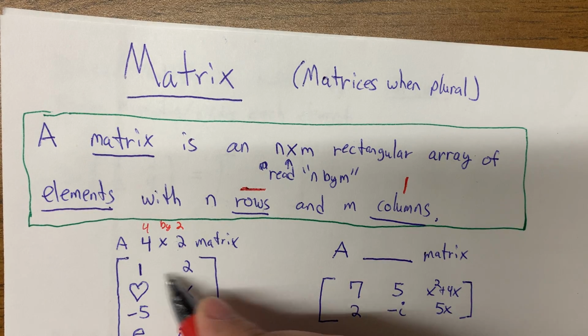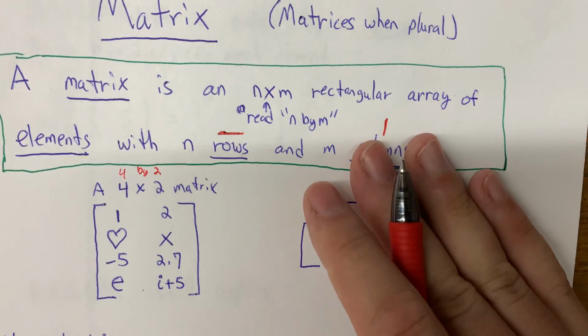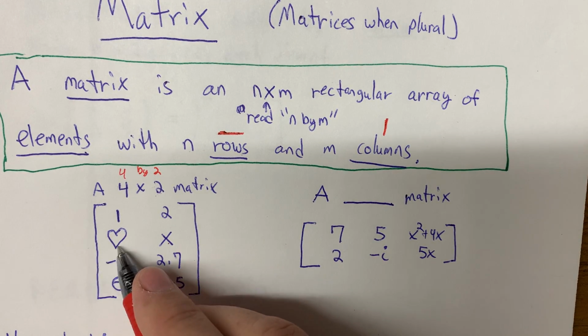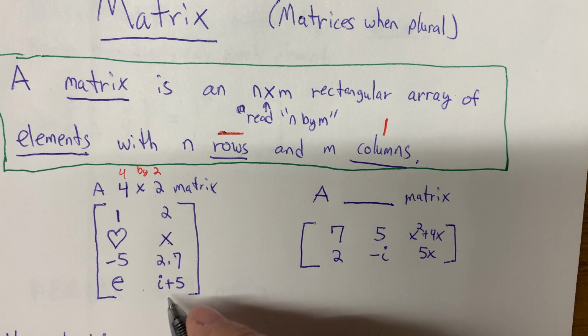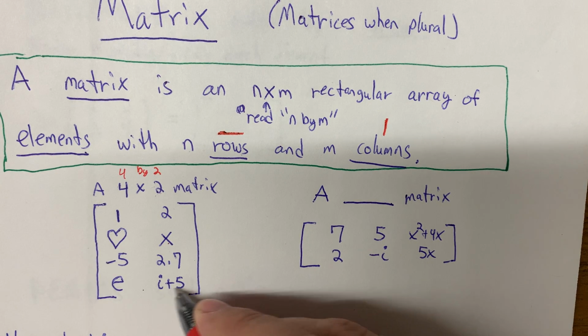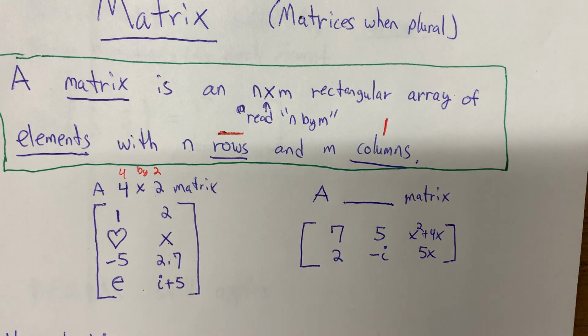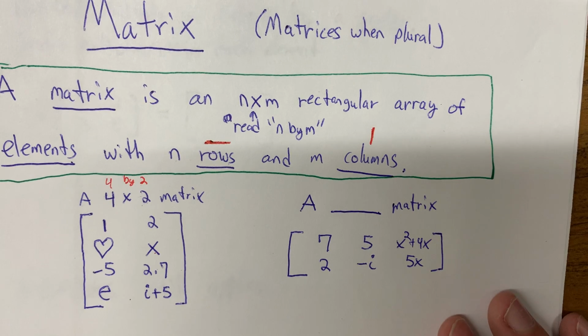Notice, it could be numbers, it's usually numbers, but it could be variables, imaginary numbers. A heart could go in a matrix if we really wanted to. A binomial is a single element. I plus 5, that's just one element. Notice that it lines up with each of these, even though there are 2 terms. It's still a single element.